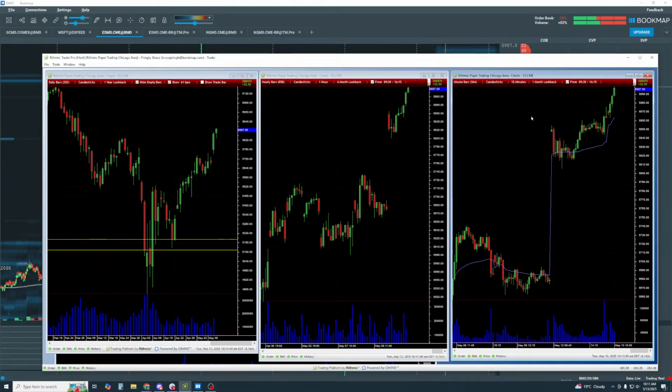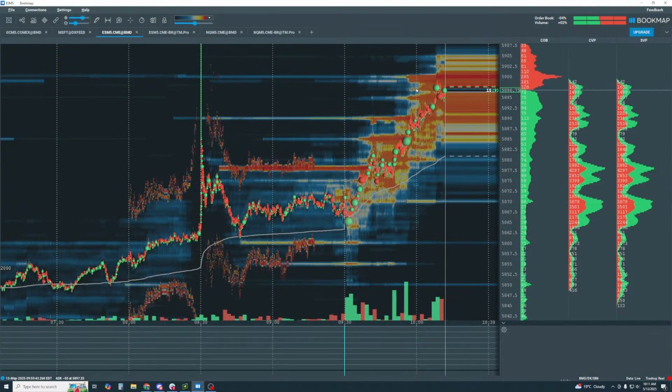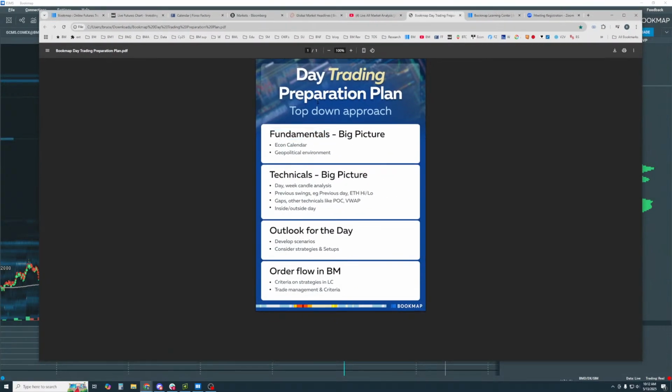All right, so we're just looking at the bigger picture first, and the reason we do that when we're looking at order flow is we want to go along with that bigger picture. So that's the first two things here on this preparation plan. We have the economic calendar, we have the geopolitical events, and we have both data on our side. So that's great. Now we look at the technicals, the bigger picture.